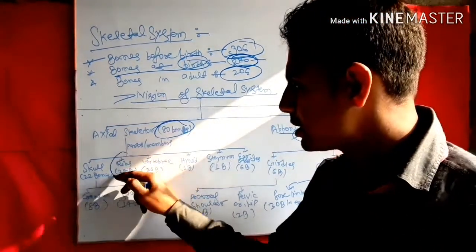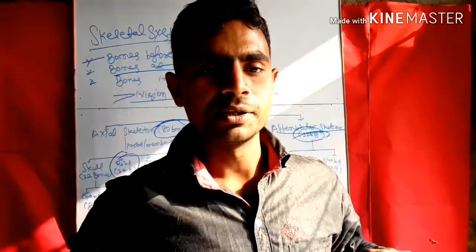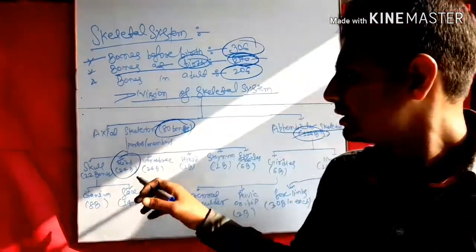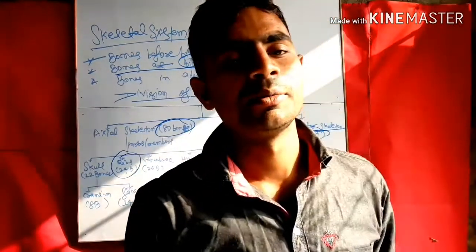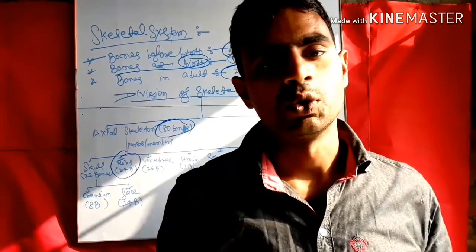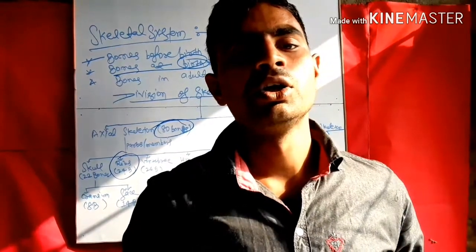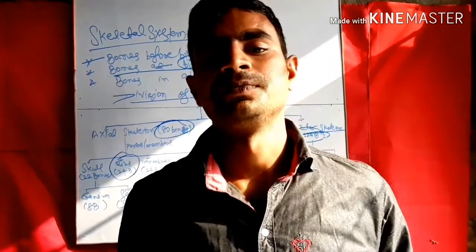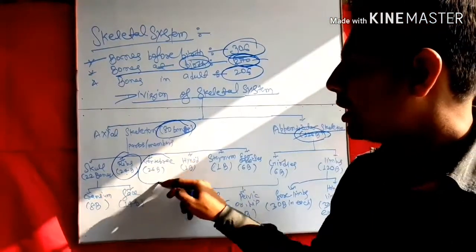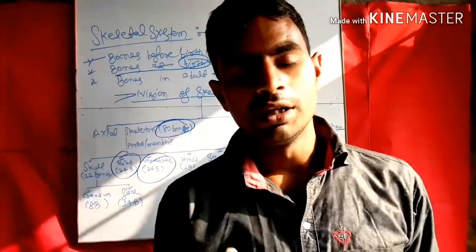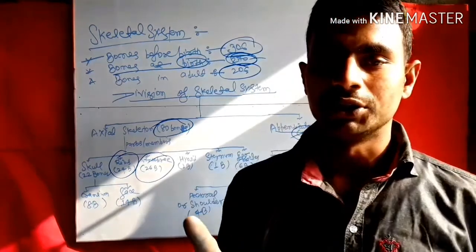After that, ribs. In the ribs 24 bones are present, because ribs are 12 pairs. Then vertebra. In the vertebra 26 bones are present.